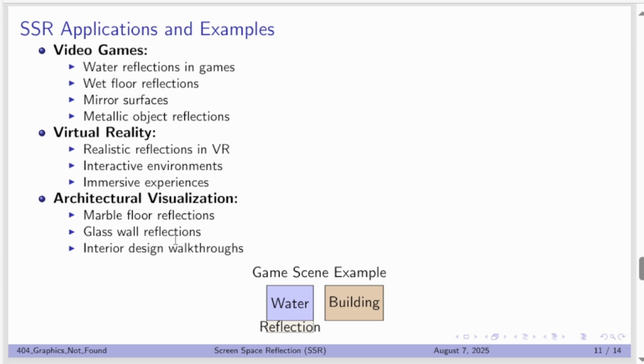Despite those limits, SSR shines in practice, literally. So let's look at where it's used. In games, it handles puddles, wet asphalt, mirrors, and shiny metals without a second render pass. In VR, it adds convincing metal and glass reflections, provided we watch performance. For architectural walkthroughs, it previews marble floors and glass walls long before the final purchase.